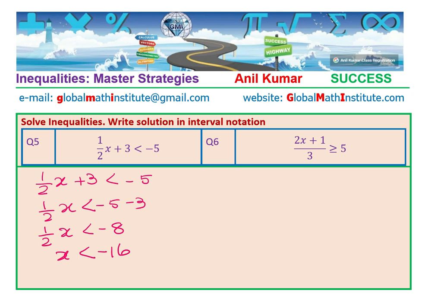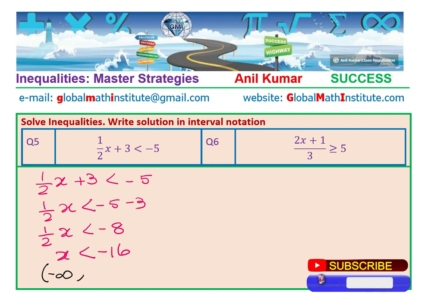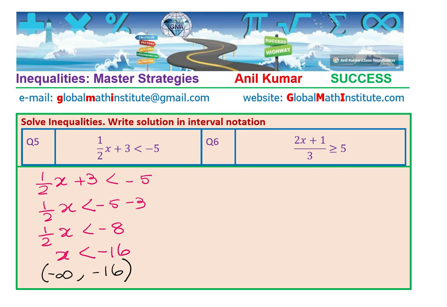So the solution can now be written x is less than minus 16, left side of minus 16. Lowest value will be minus infinity, starting from minus 16, which is not included. So I hope that is clear, right? So that is how you're going to write down the solution. Now let's take the next example, which is 2x plus 1, everything divided by 3 is greater than equal to 5.